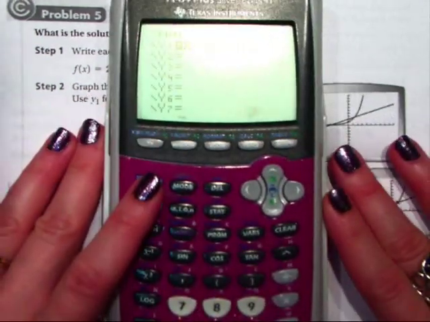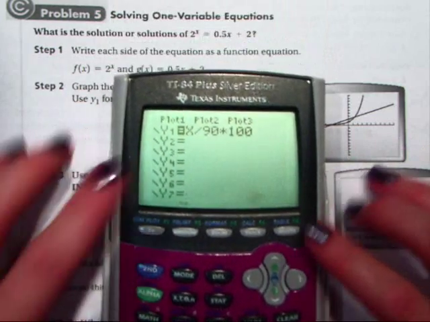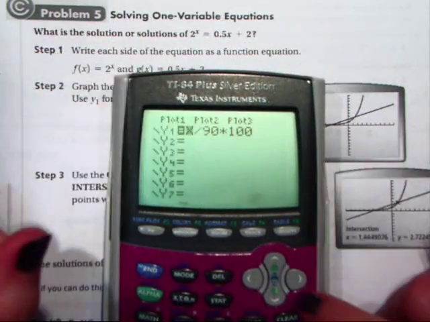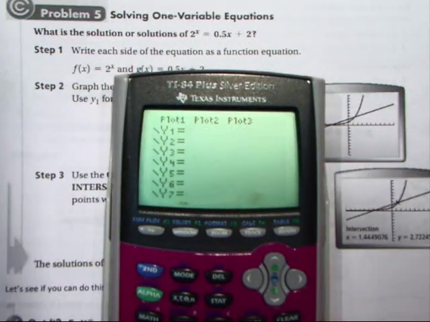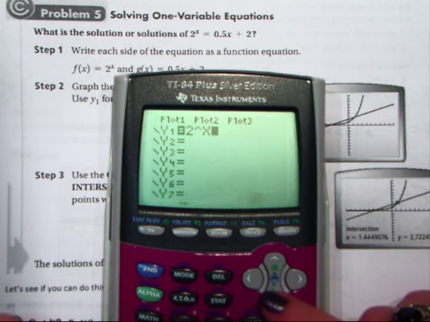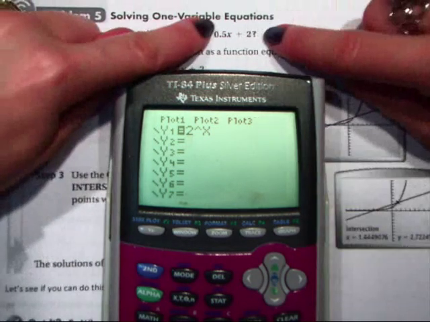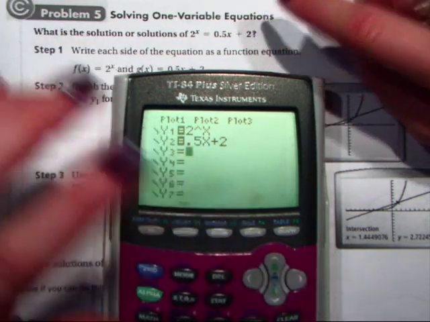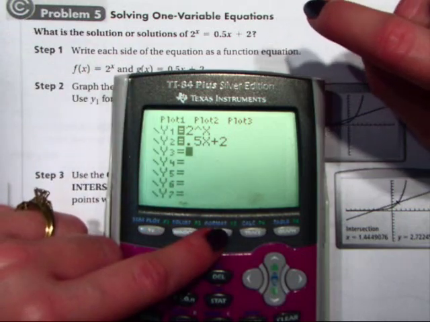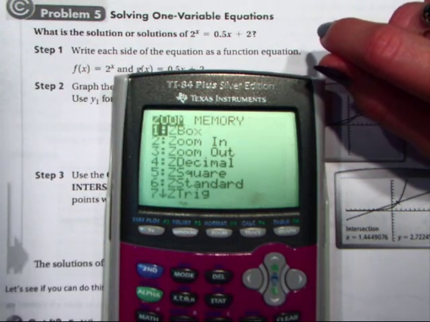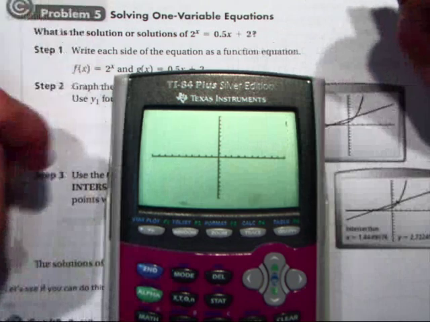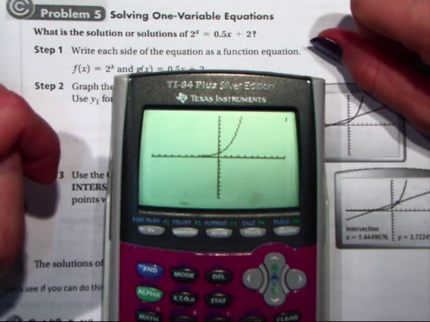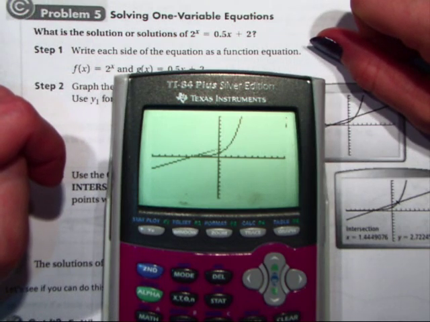So y equals. Now, do you see how you have all this empty space here? You're going to clear everything out, and you're going to type the two different equations. So 2 to the x in the first one, and then this side over here, 0.5x, not to the x, just 0.5x plus 2. And you now have two equations. You will typically hit zoom 6, and that's going to give you this picture. There's your exponential function, and there is your straight line.